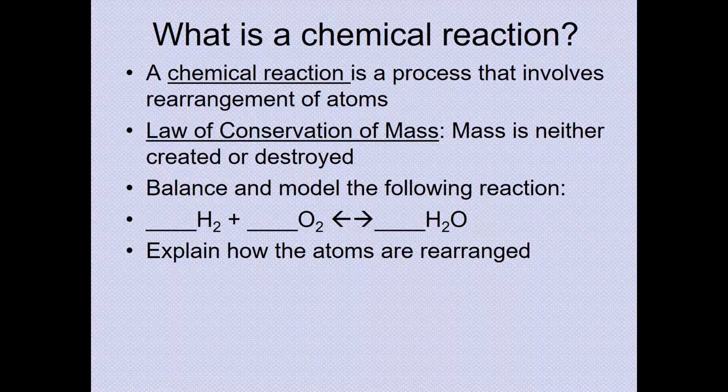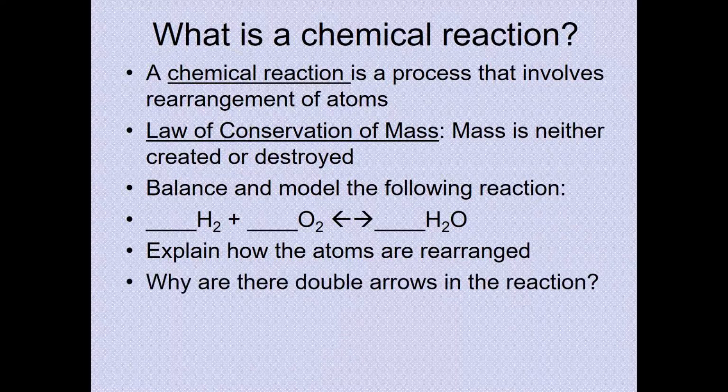So how are the atoms being rearranged here? In our reactants, our hydrogen and our oxygen are separate from each other. For every 2 hydrogens we have, 1 oxygen breaks off and bonds with them to create that water molecule, leaving that leftover oxygen to go bond with another hydrogen. So we need twice as many hydrogens as we do oxygens in order to create our amount of water.